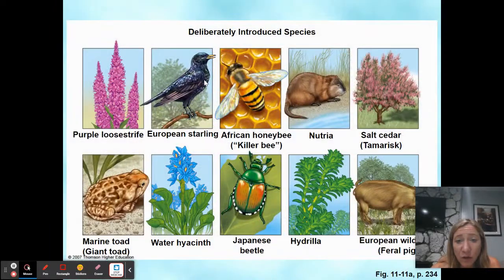Here are some that were deliberately introduced. Some species that were introduced were on accident. We'll talk about those in a moment. But these were all ones that were deliberately put in a place for various reasons.